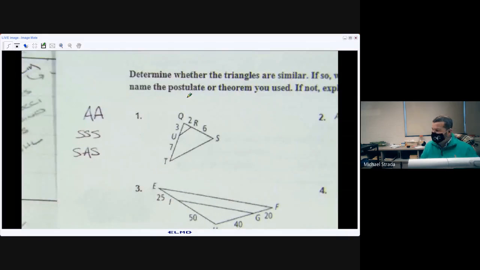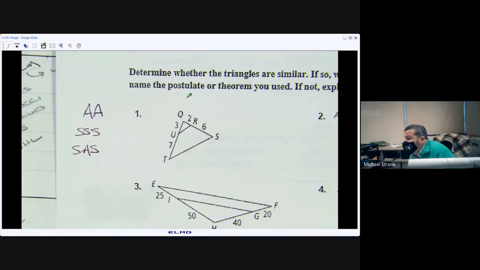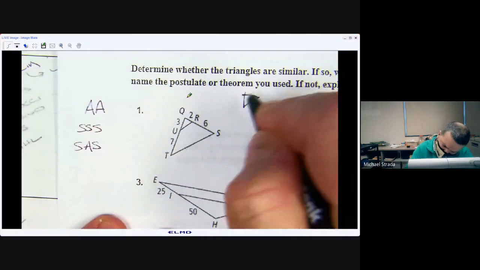Are they giving us any angle measures? No. Are they giving us any vertical angles, parallel lines, anything like that? No. But there is reflexive property. Why? What angle is shared by both the big triangle and the little triangle? Q. So Q is a shared angle. These are overlapping triangles. It may be beneficial to draw them separately.